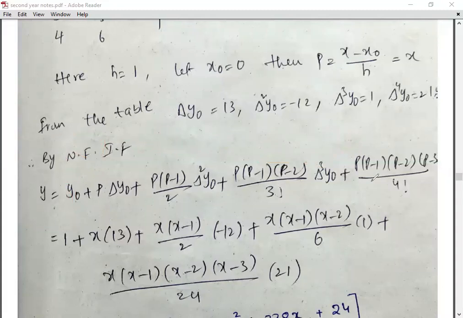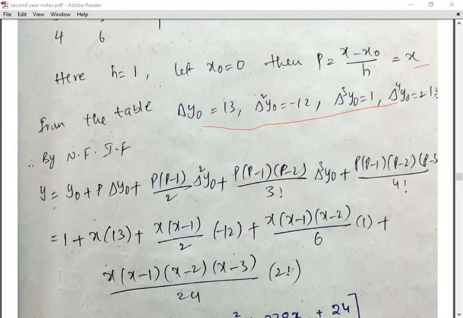This is our forward difference formula. In this we are using all the differences taken from the table and y naught and p equal to x. Then we are getting y p, nothing but y of x, is equal to 1 plus x into delta y naught, which is 13, plus x into (x minus 1) by 2 factorial, which is 2, into delta square y naught, which is minus 12, plus x into (x minus 1) into (x minus 2) by 3 factorial, which is 6, into delta cube y naught, which is 1, plus x into (x minus 1) into (x minus 2) into (x minus 3) by 4 factorial, which is 24, into delta power 4 y naught, which is 21.